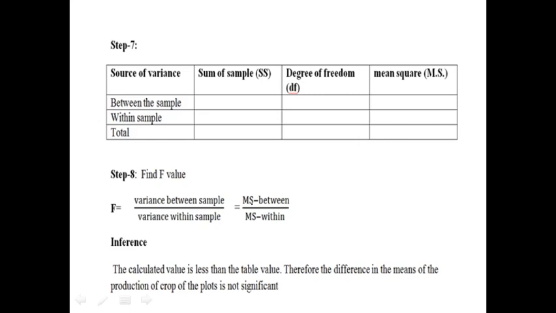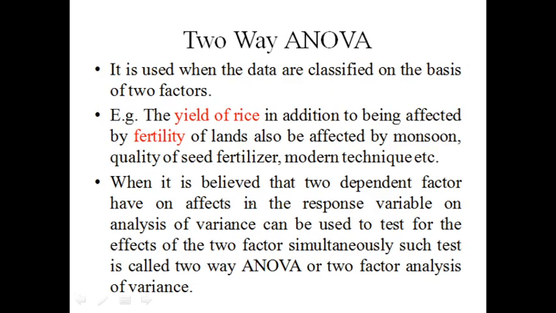This calculated F value is compared with the tabular value, and from these values we can conclude whether the difference between the means of the crop production of a specific plot is significant or not. Note down that if the calculated value is less than the tabular value, then there is no significant difference, and if it is greater, then there is a significant difference.